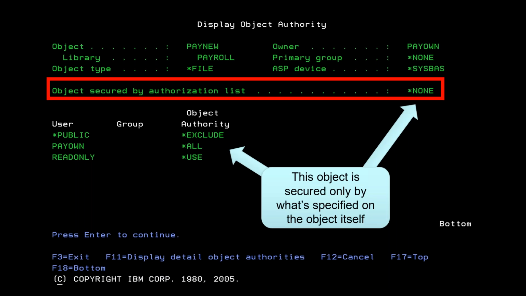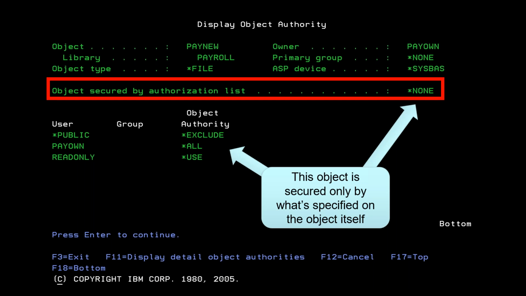So what do these look like? Well, this particular object here is called pay new. This object is not currently secured by an authorization list. You see up there it says star none. And that means any of the permissions over on the left-hand lower side in that list are what are going to control who has access to the object and how much access.